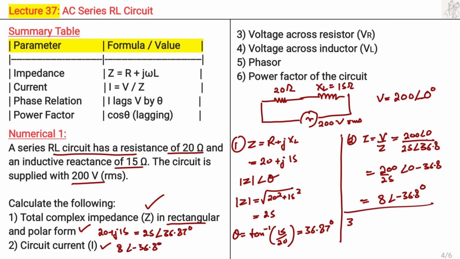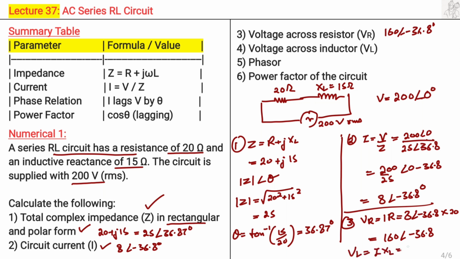Now the third part is voltage across resistor. So VR is simply equal to I into R. So I is 8 angle minus 36.8 into R is 20. So this simply comes out to be 160 angle minus 36.8 degrees, and VL is simply equal to I into XL. This comes out to be 15 into 8, that is 120 angle of minus 36.8 degrees.